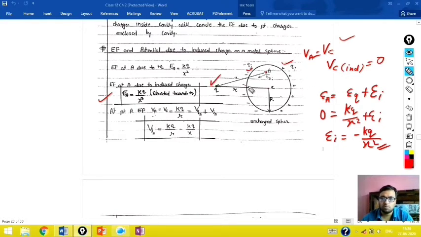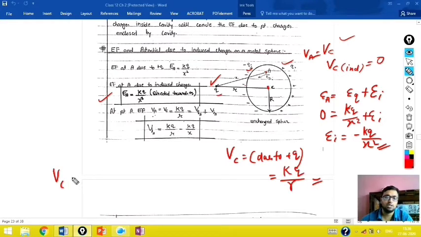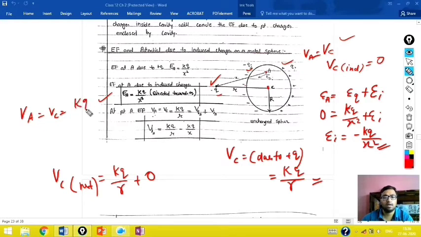Why? Because an equal amount of negative and positive charge is present over here. But if I ask you what is the potential at C due to this plus q, then you will say that the potential at C due to plus q is kq upon r. So the net potential at C is kq upon r, due to this plus q, plus 0 due to induced charge. And the potential at A will also be equal to the potential at C, so the potential at A is again kq upon r.